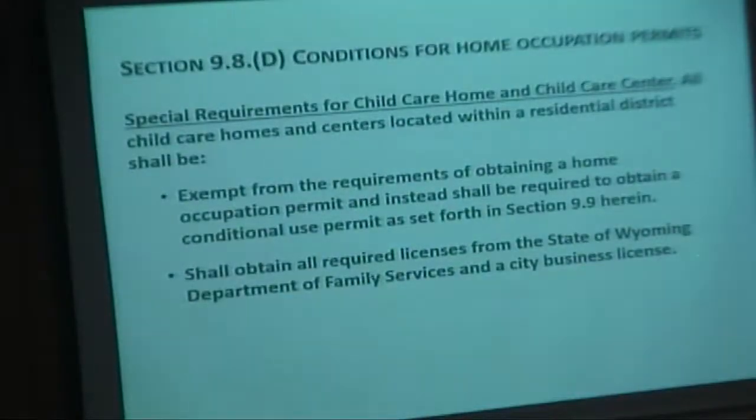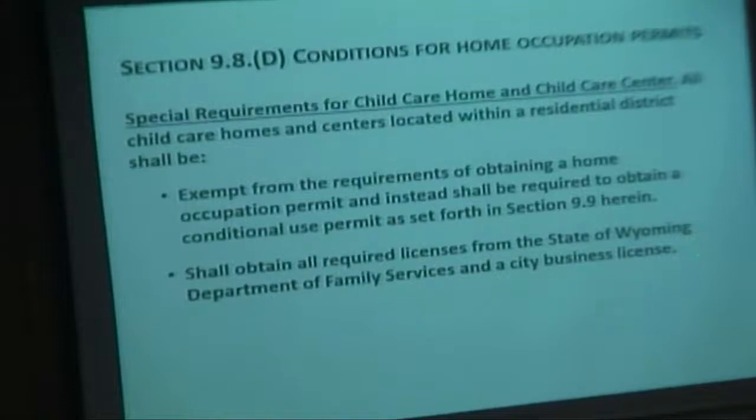The way we permit those currently is the applicant fills out their application. They're exempt from the home occupation business permits, but they are required to go through the conditional use permit. And then we require that they obtain the state license required from the Department of Family Services, and then a city business license.